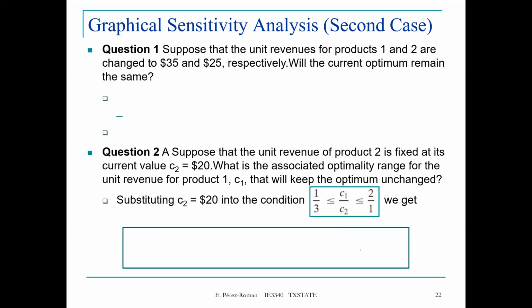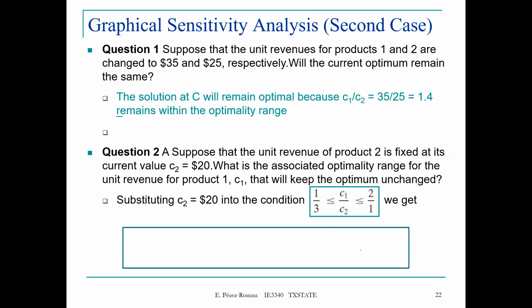So let's look at these questions. Suppose that the unit revenues for product 1 and 2 are changed to $35 and $25 respectively. Will the current optimal remain the same? The solution at C will remain optimal because c1 by c2 equals 1.4, which remains within the optimality range. The optimal value changes to 35 times 3.2 plus 25 times 1.6, which is equal to $152.